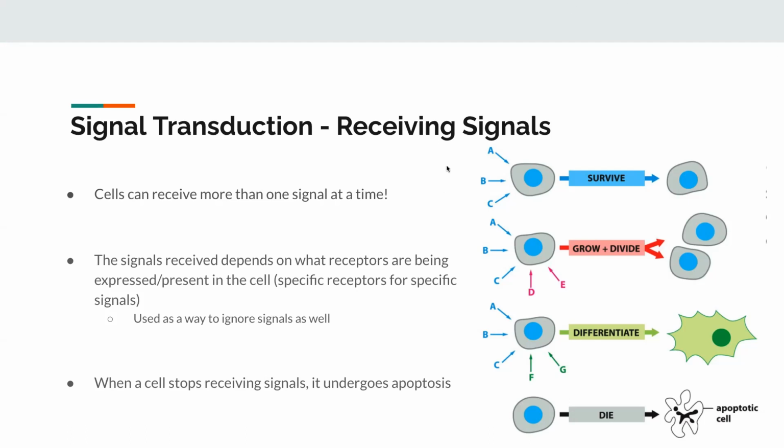And also, when a cell stops receiving signals, it undergoes apoptosis. So the cell is continuously receiving signals to just survive and do the basic functions of a cell that needs to survive. And so when those signals stop, the cell will die. And we'll go into more detail with the specifics. Everything in this beginning section we'll go into more detail in a couple minutes, but this is like the foundations.